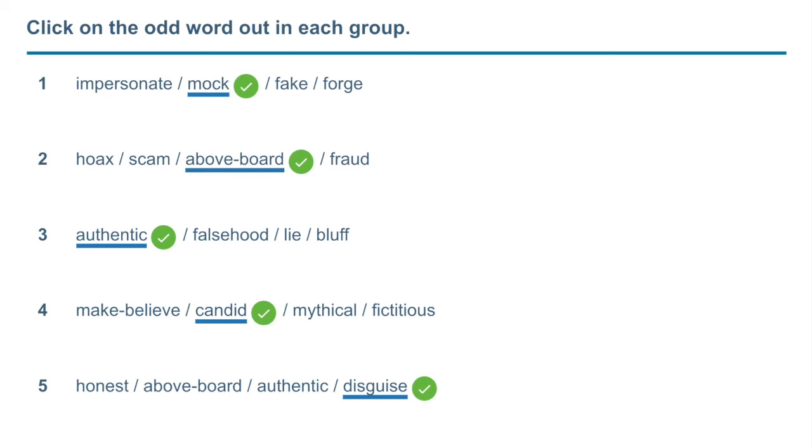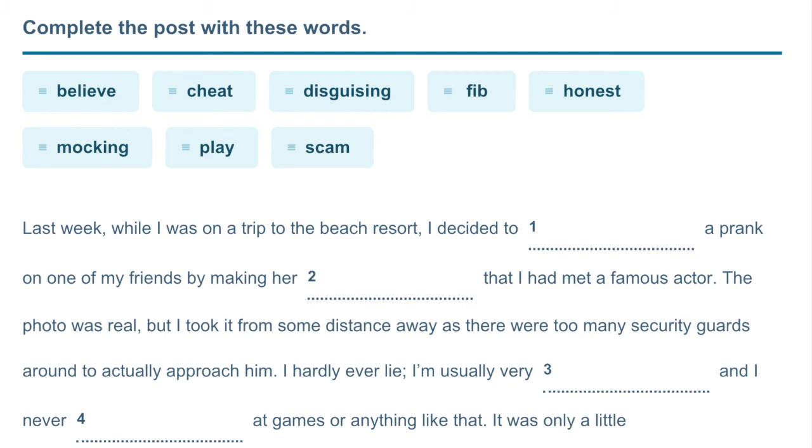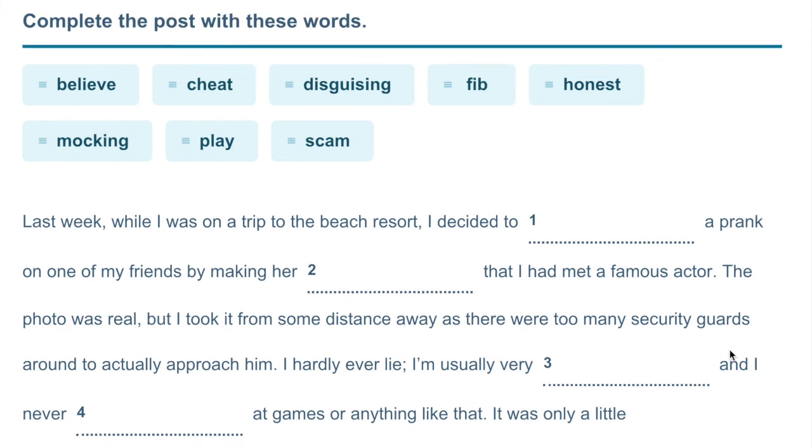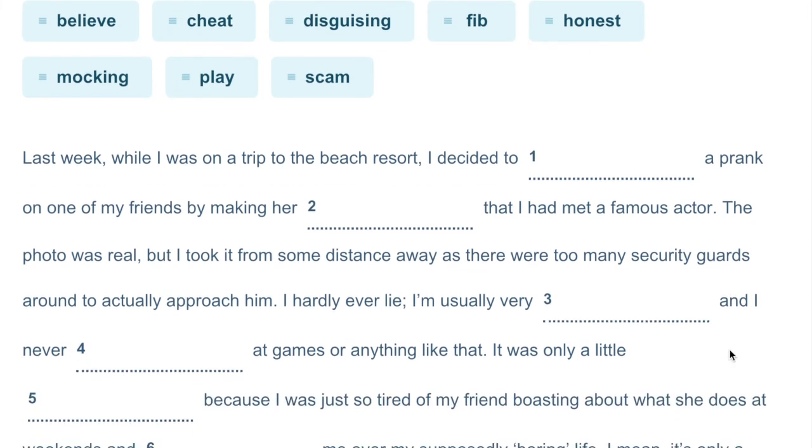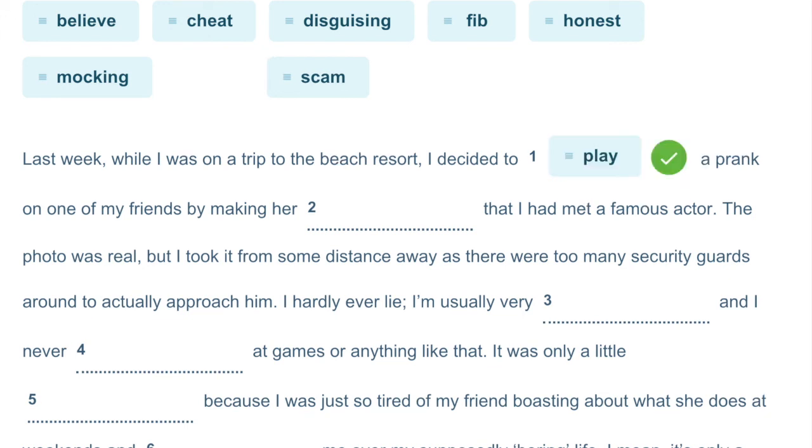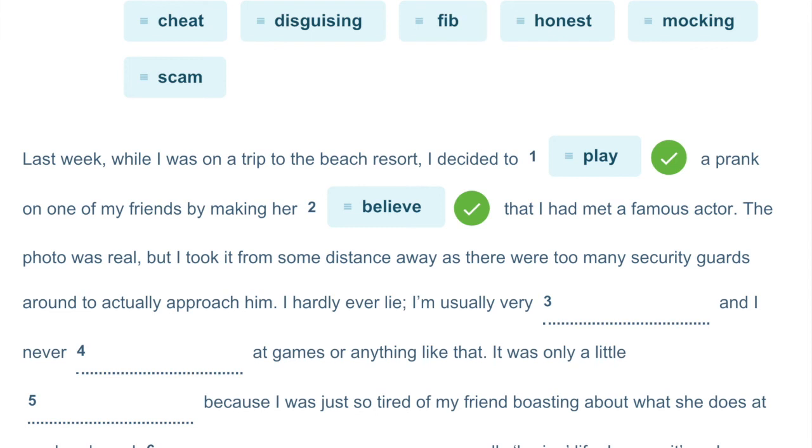Okay, good. Next, activity 2, we have to complete the post with these words. I'm going to read this and you complete with the words, and I'm going to show you which words should go. So, last week, while I was on a trip to the beach resort, I decided to play a prank on one of my friends. Which one should go there? Yeah, play a prank on one of my friends by making her believe that I had met a famous actor. Making her, you need a verb, believe, that's right.